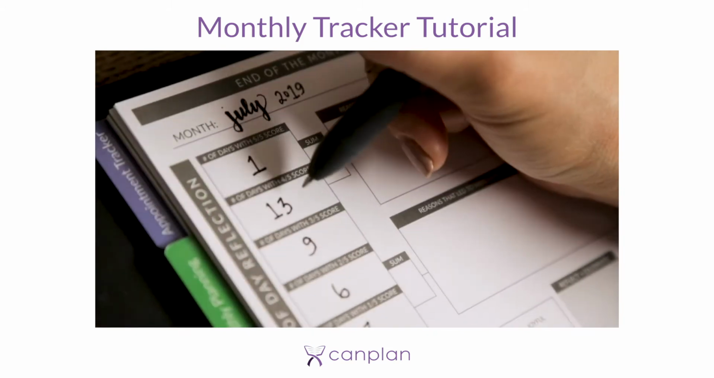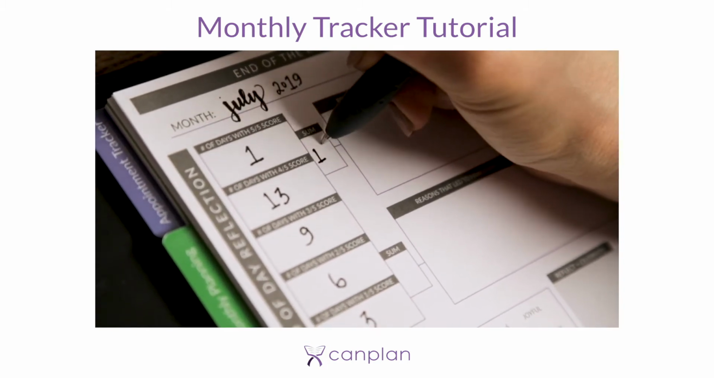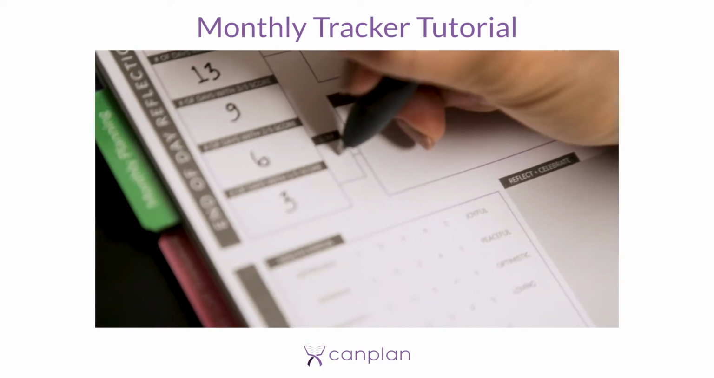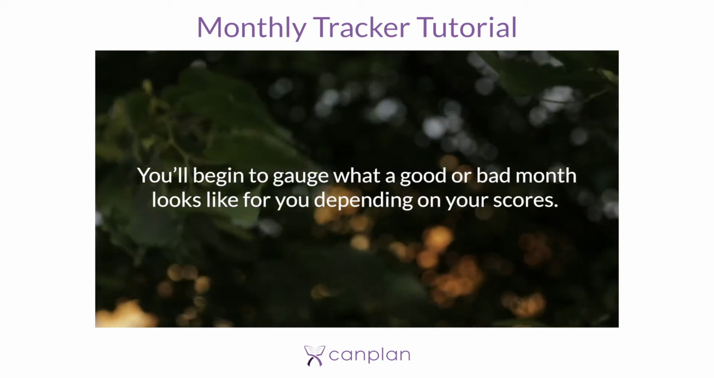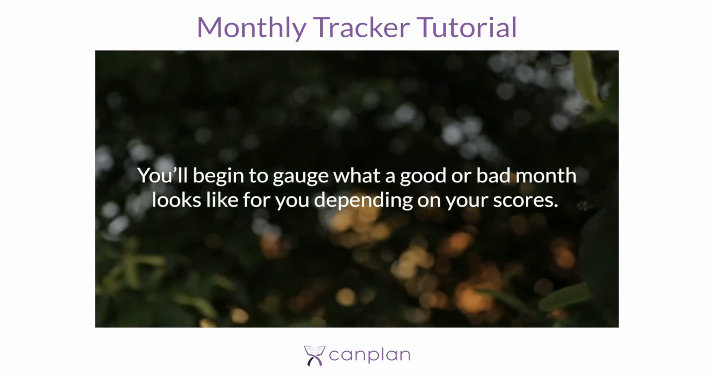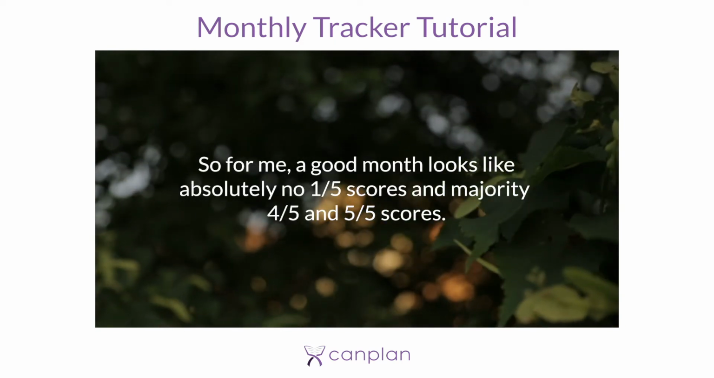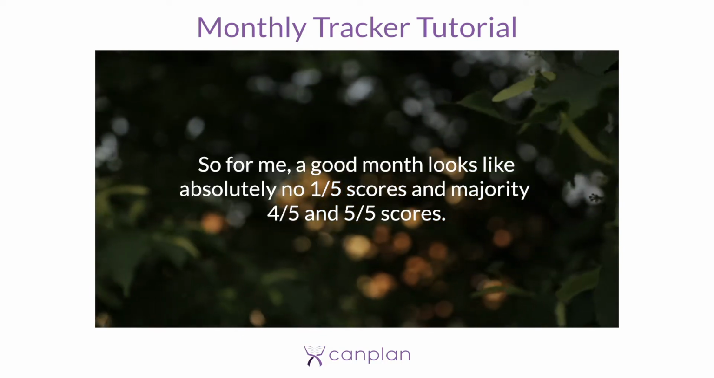Since 4 out of 5 and 5 out of 5 are generally good scores, you can add those two scores together and write the sum in the box on the right. Then do the same thing for the 2 out of 5 and 1 out of 5 scores. You'll begin to gauge what a good or bad month looks like for you depending on your scores. So for me, a good month looks like absolutely no 1 out of 5 scores and majority 4 out of 5 and 5 out of 5 scores.